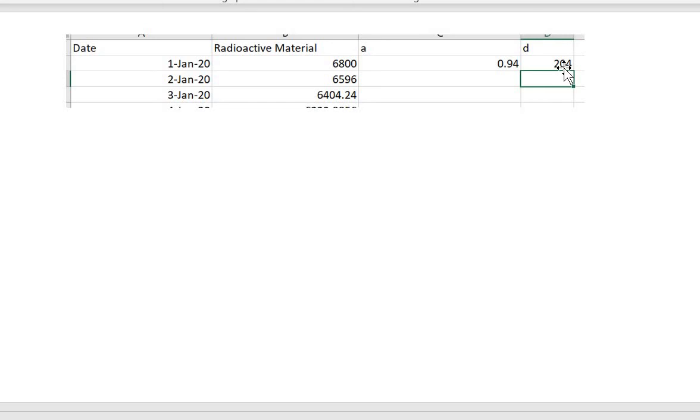But once I understand that that's what they want, I just go into my Excel spreadsheet, change the D from 0 to 204, and the whole spreadsheet should change.